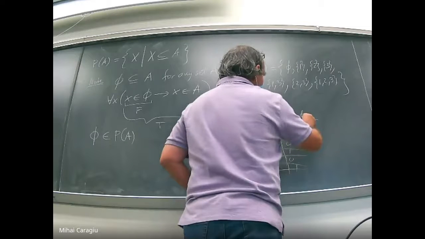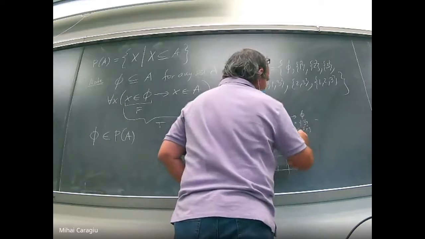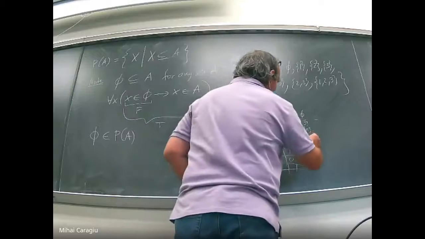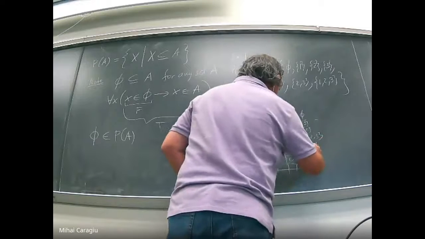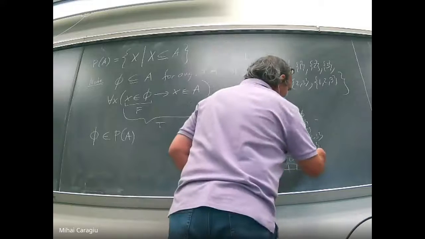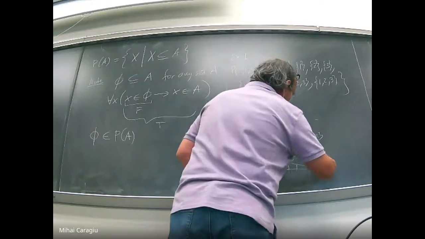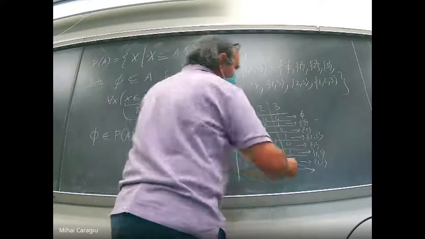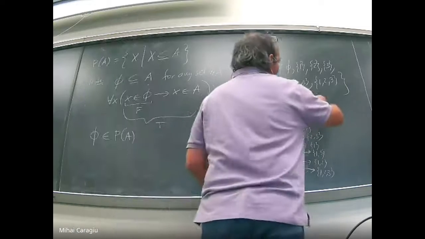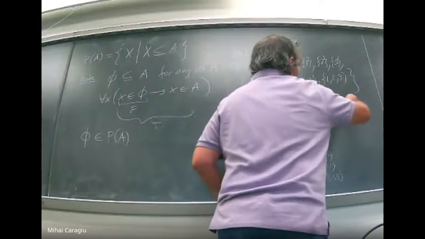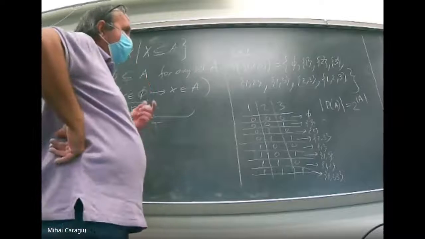This corresponds to the subset consisting of 3. This corresponds to the subset consisting of 2. This corresponds to the subset consisting of 2 and 3. This is the subset consisting of 1. This is the subset consisting of 1 and 3. This is the subset consisting of 1 and 2. And finally, there is the subset {1, 2, 3}. So what's obvious at this moment is that the number of elements in the power set equals 2 to the power of the number of elements of A, because there are exactly 2 to the power n bit strings of length n.